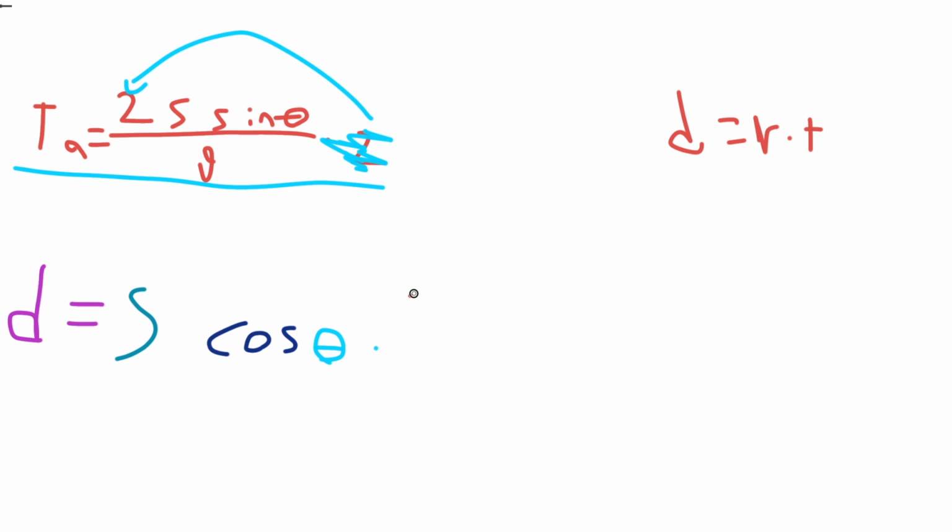Times 2S sine of theta divided by 2. No. Why do I keep thinking about 2 for some reason. The number 2, okay. G, okay. So this is our formula. How the heck do we simplify this thing?